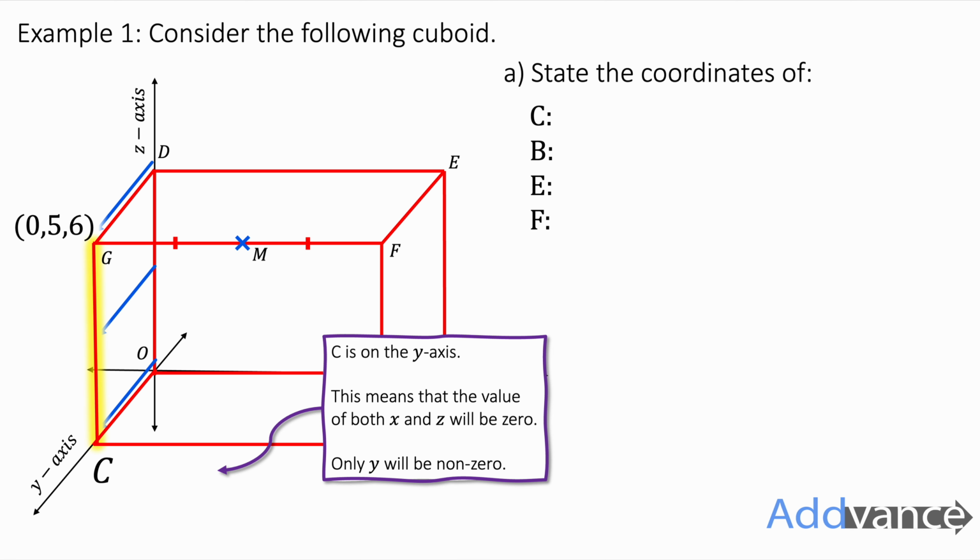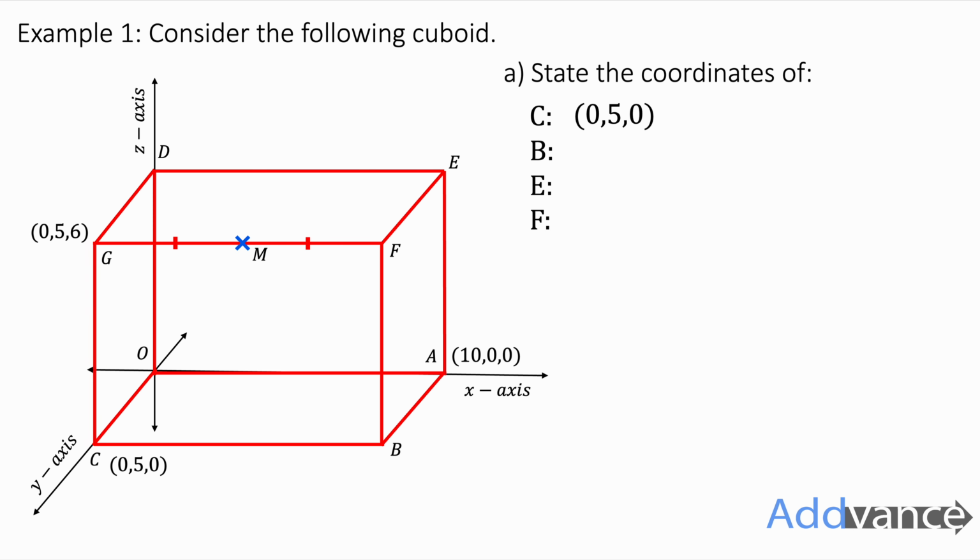Okay, so we know that C is lined up with the coordinate 0, 5, 6, because it's on that same edge. And so therefore the y-coordinate will be 5, because it's lined up with 5. And then the x and z will be 0. So we get 0, 5, 0 here. That is the coordinate of C.